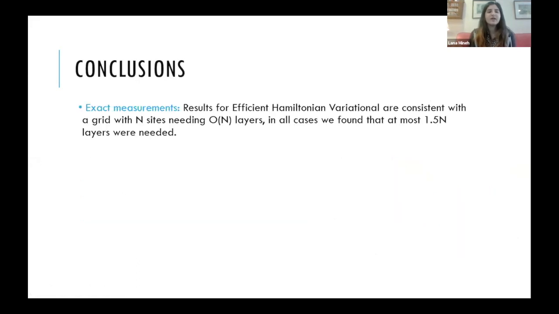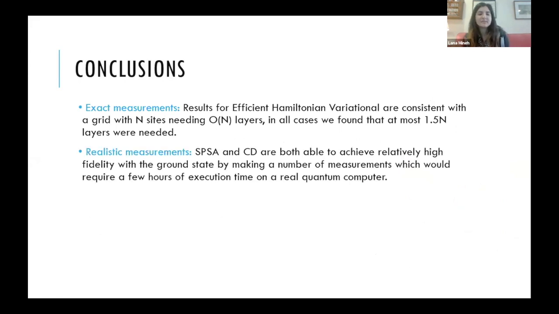So in conclusion, for exact measurements, our results are consistent with a grid with n sites needing order n layers. And in fact, even in the worst cases, we always found that at most 1.5 n layers were needed. For realistic measurements, we showed that SPSA and coordinate descent are both able to achieve a relatively high fidelity with the ground state, even by just making a number of measurements which would take a couple of hours on a real quantum computer.